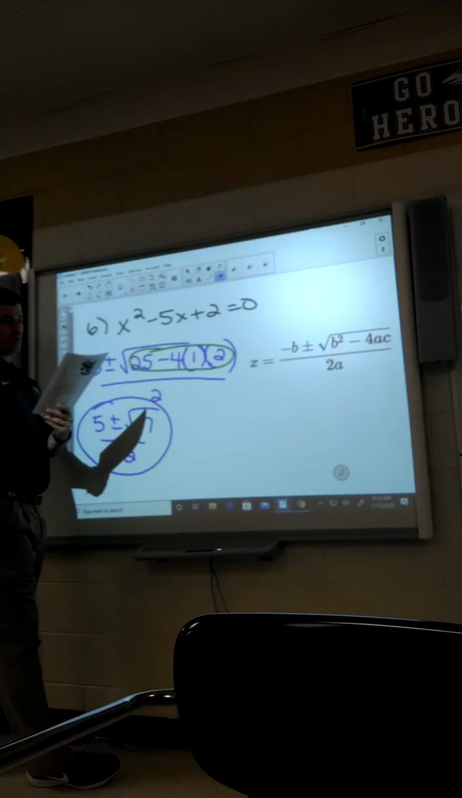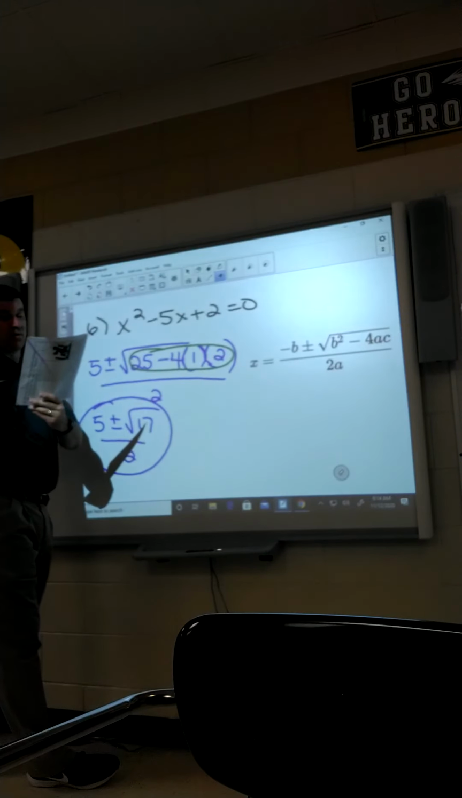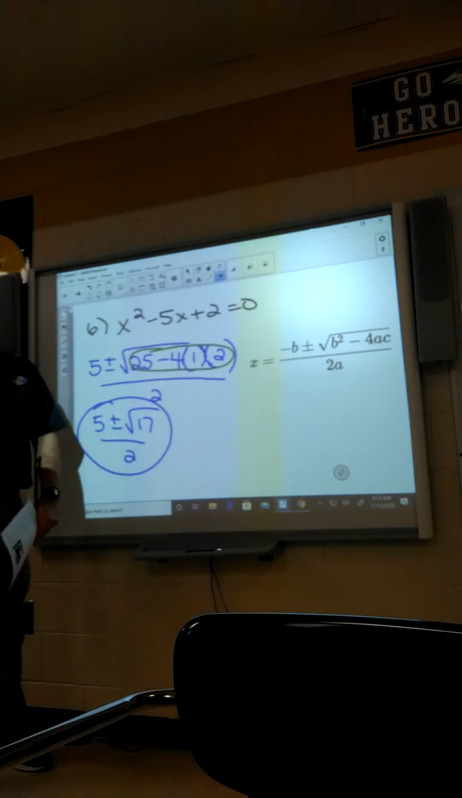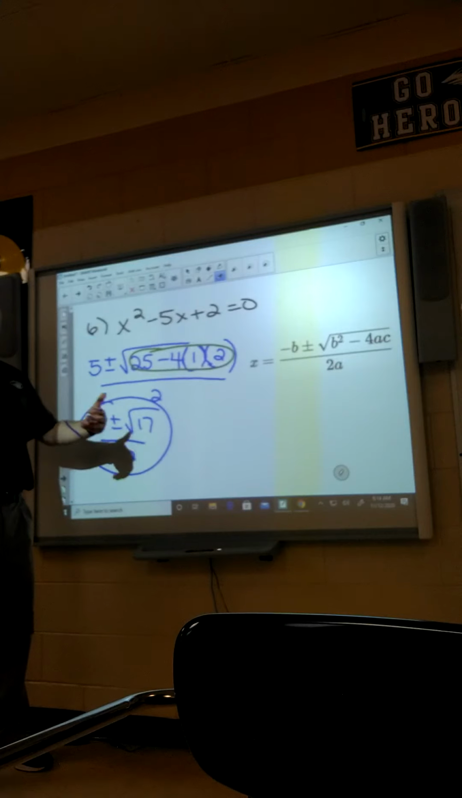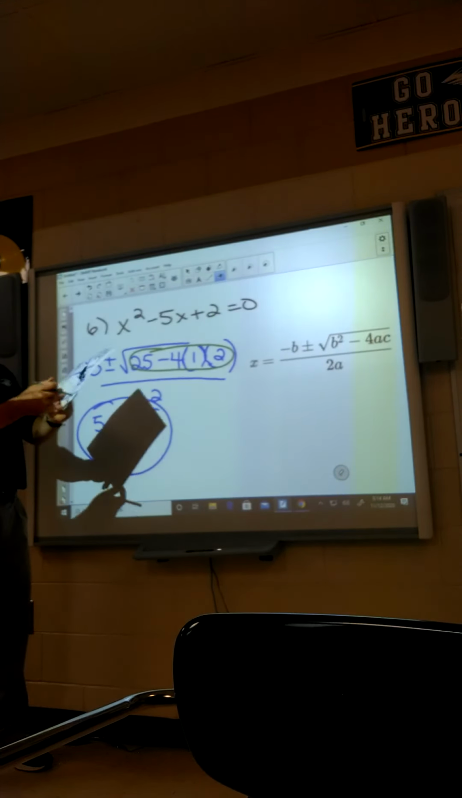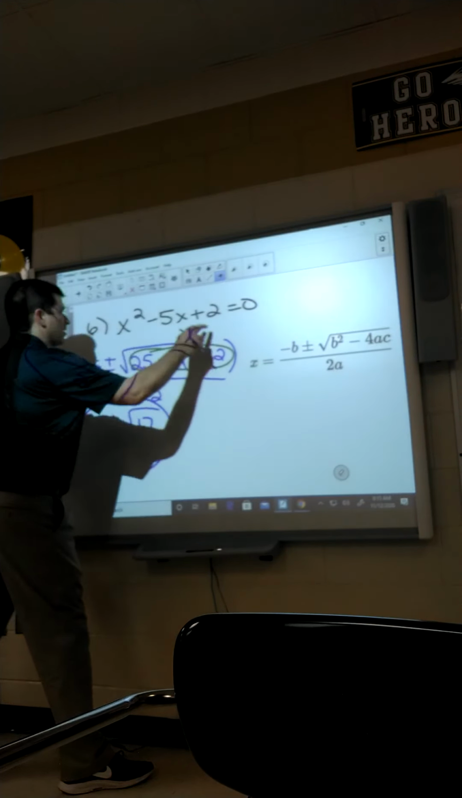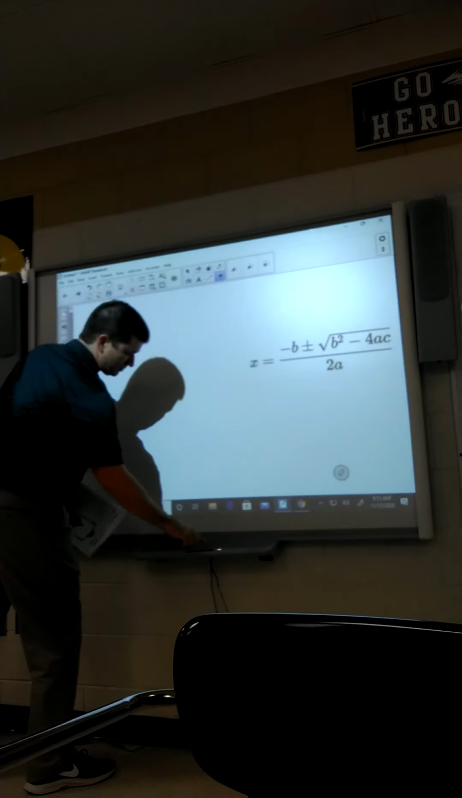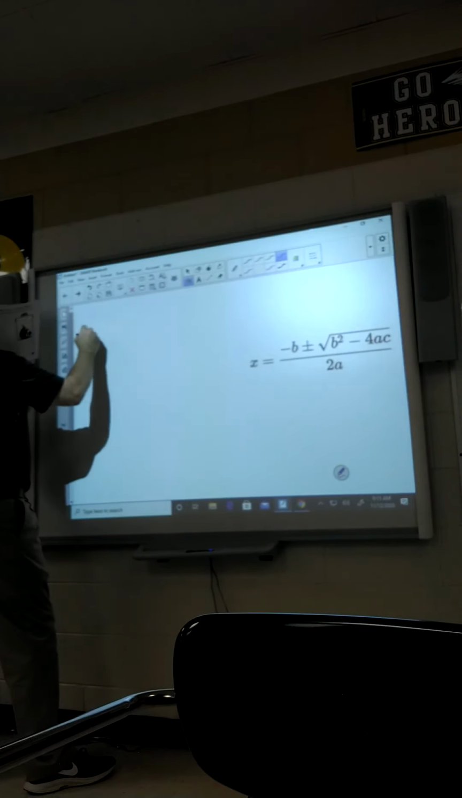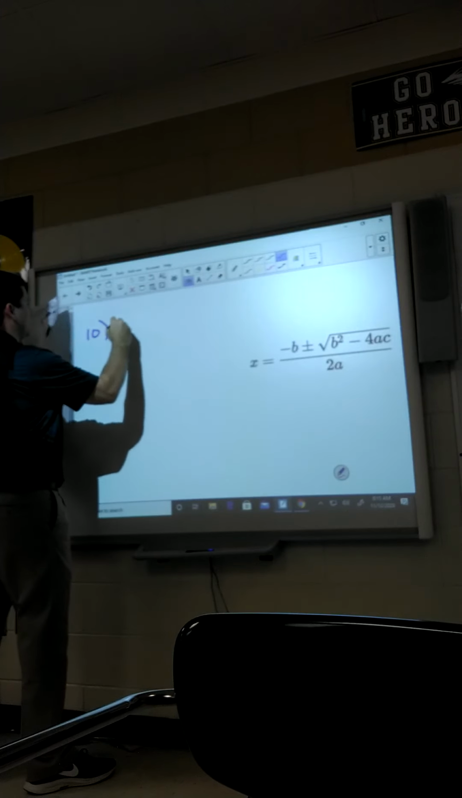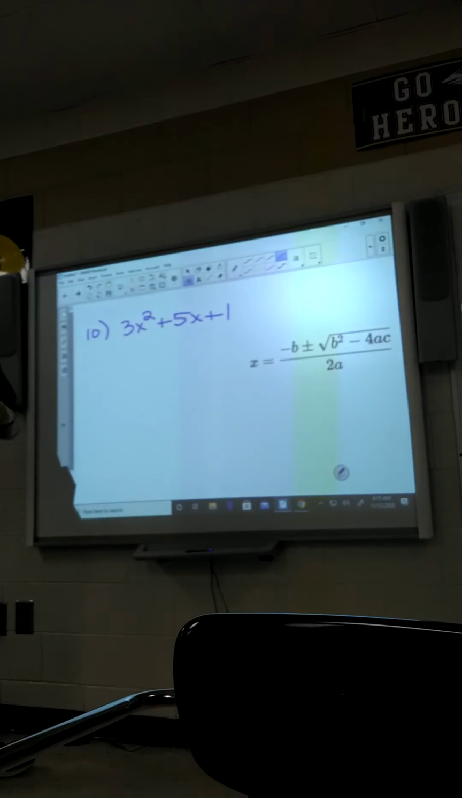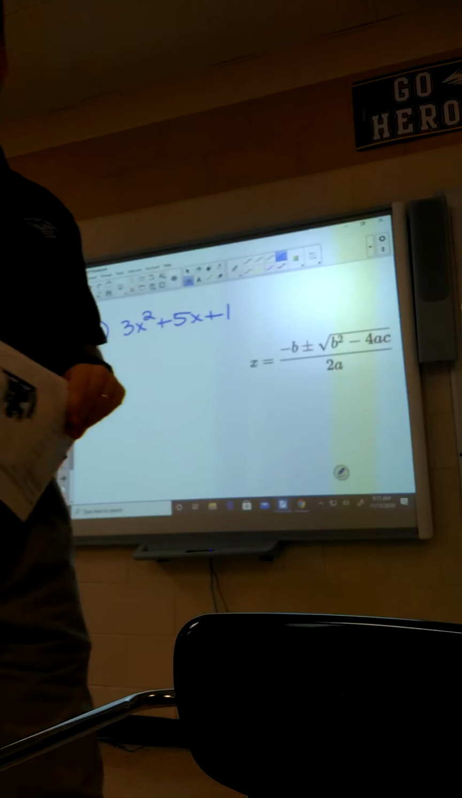All right, everybody listen, we're going to go down to number 10. If it's not a perfect square, we'll see later that we can punch that in the calculator, and the calculator will simplify it for us, but that one won't simplify, so you're done. It's just at the bottom. All right, everybody go to number 10. I think this is going to be one that won't simplify either. Number 10, I got 3x squared plus 5x plus 1. All right, I want y'all to plug those numbers in your formula, please.